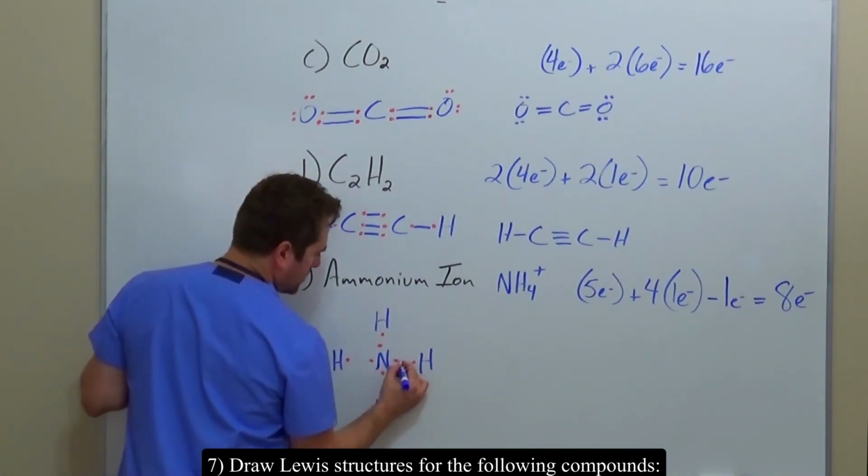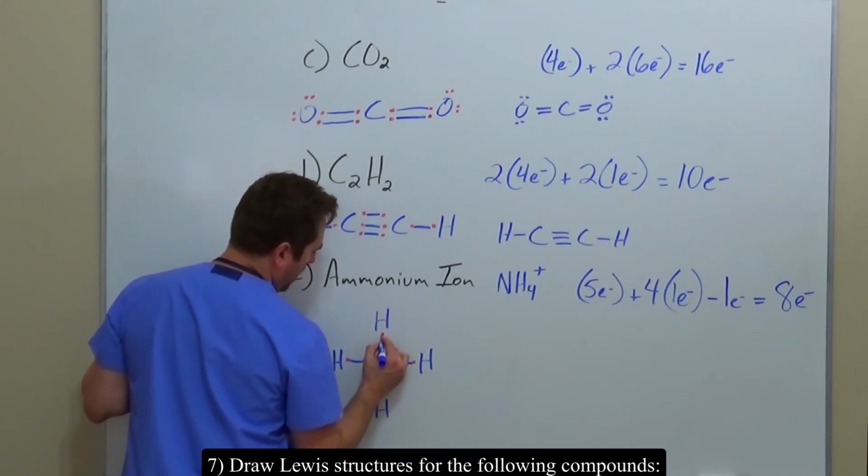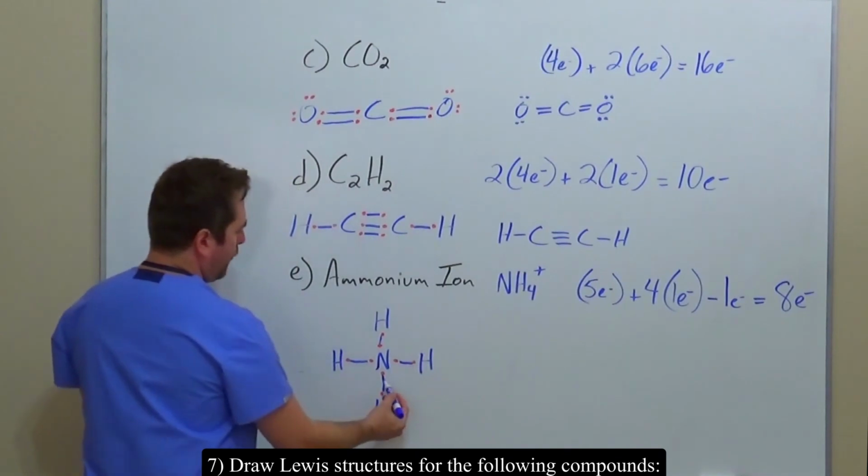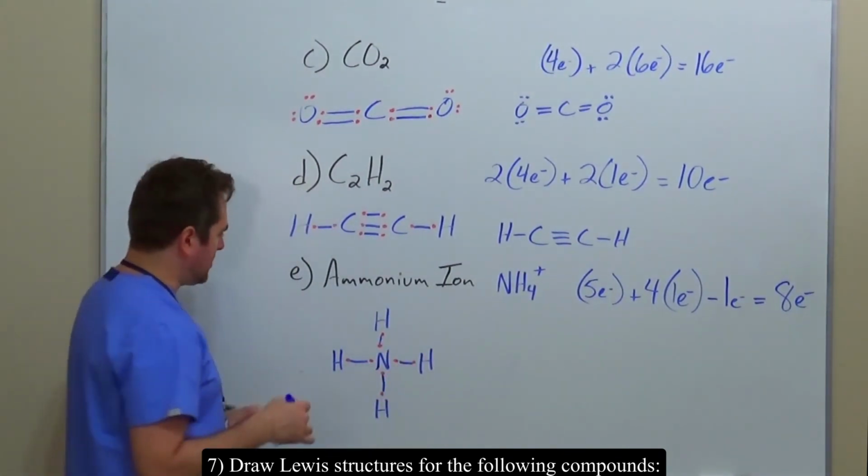Let me form the bonds. Here we go. There's 1 bond, there's a second bond, a third, and a fourth. And I'm going to account for the electrons. I should have 8. 2, 4, 6, 8. Yes, sir. This thing is done.